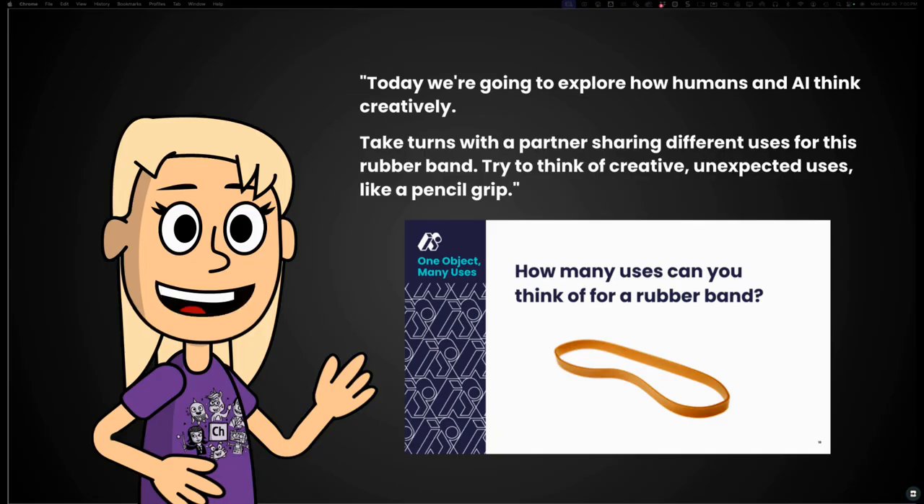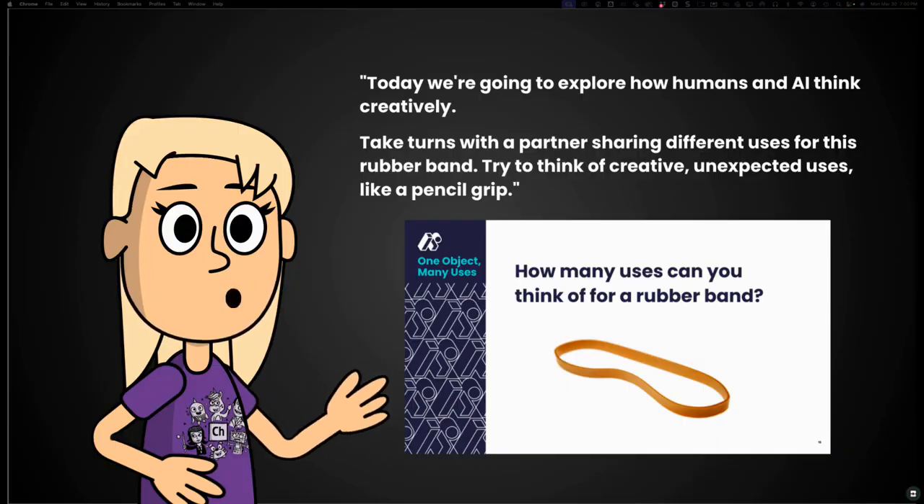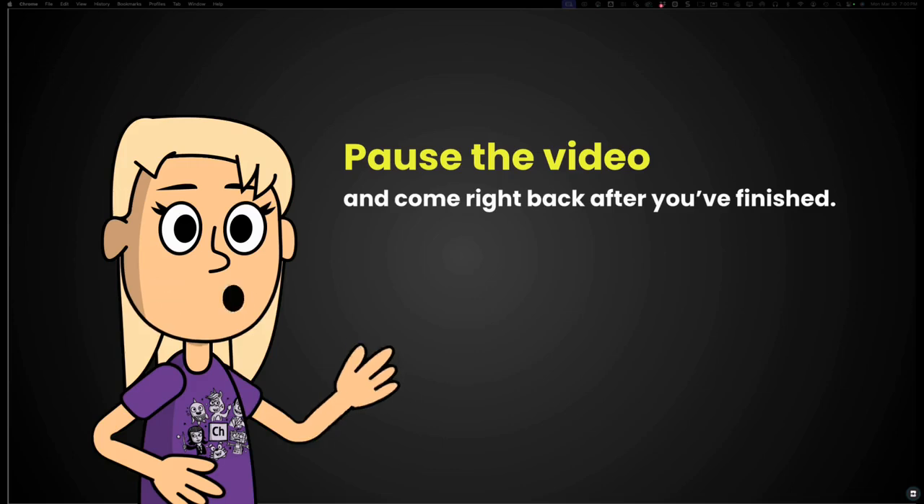Take turns with your partner, sharing different uses for this rubber band. Try to think of creative, unexpected uses, like a pencil grip. The teacher will collect and display your ideas after you've had a chance to discuss them with each other. Now, pause the video and come right back after you've finished.